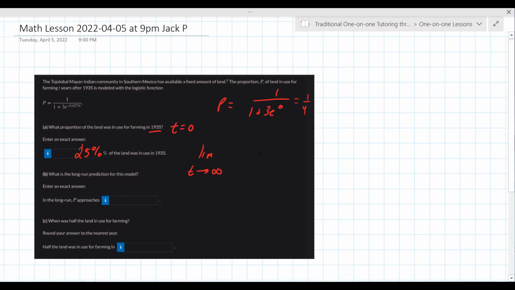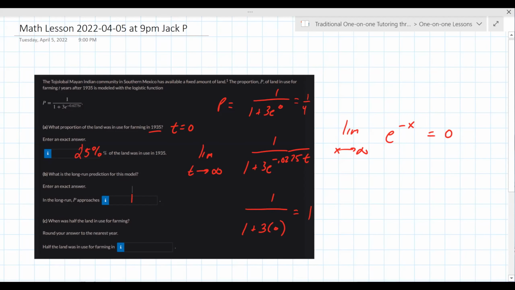goes to infinity? 1 over 1 plus 3e to the minus 0.0275t. So as t goes to infinity, this e to the minus, maybe we haven't covered that, e to the minus x, limit as x goes to infinity, e to the minus x always goes to 0. So this e part goes to 0, so it becomes 1 over 1 plus 3 times 0. So it goes to 1, I guess it's 1 because it's not saying a percentage there.